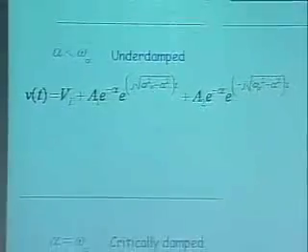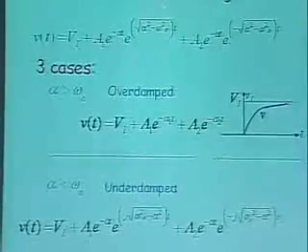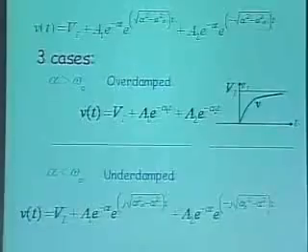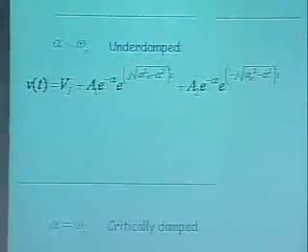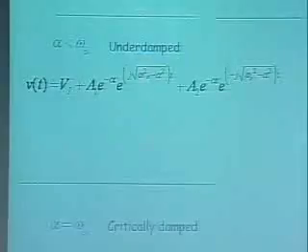Since alpha is less than omega naught, I'm going to reverse these two and pull out the square root of minus 1 to the outside. This is what I get. So I'm just playing around with this so that whatever's under the square root sign ends up giving me a positive real number. So I pull the j outside, and this is what I get.